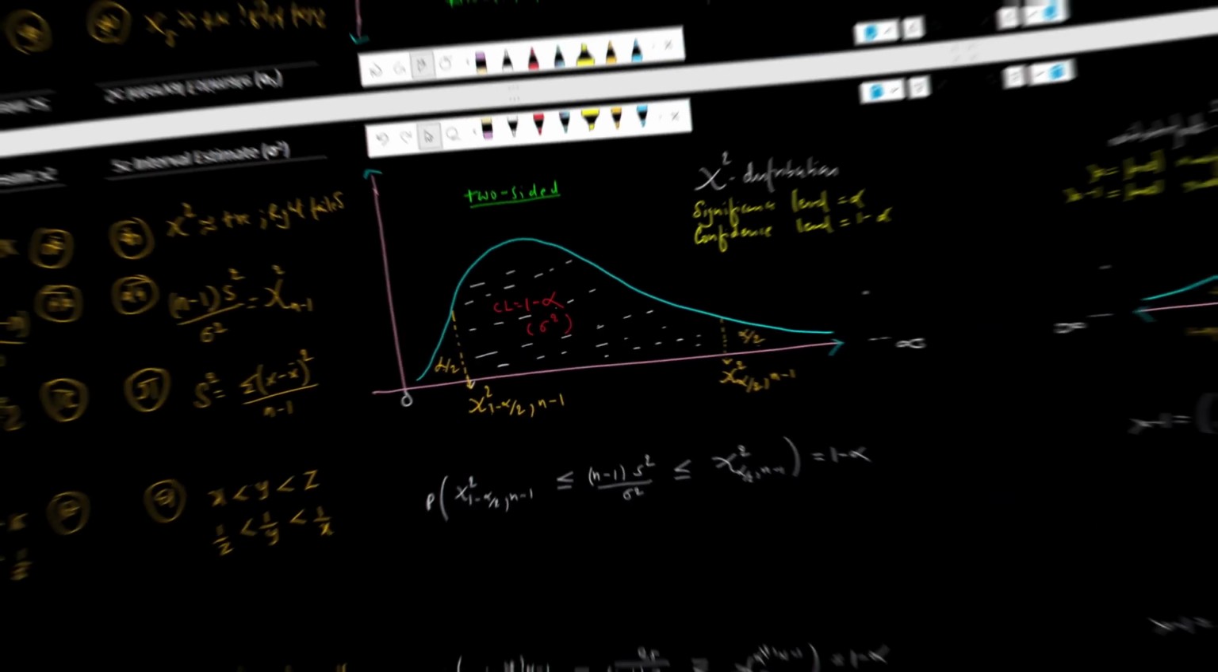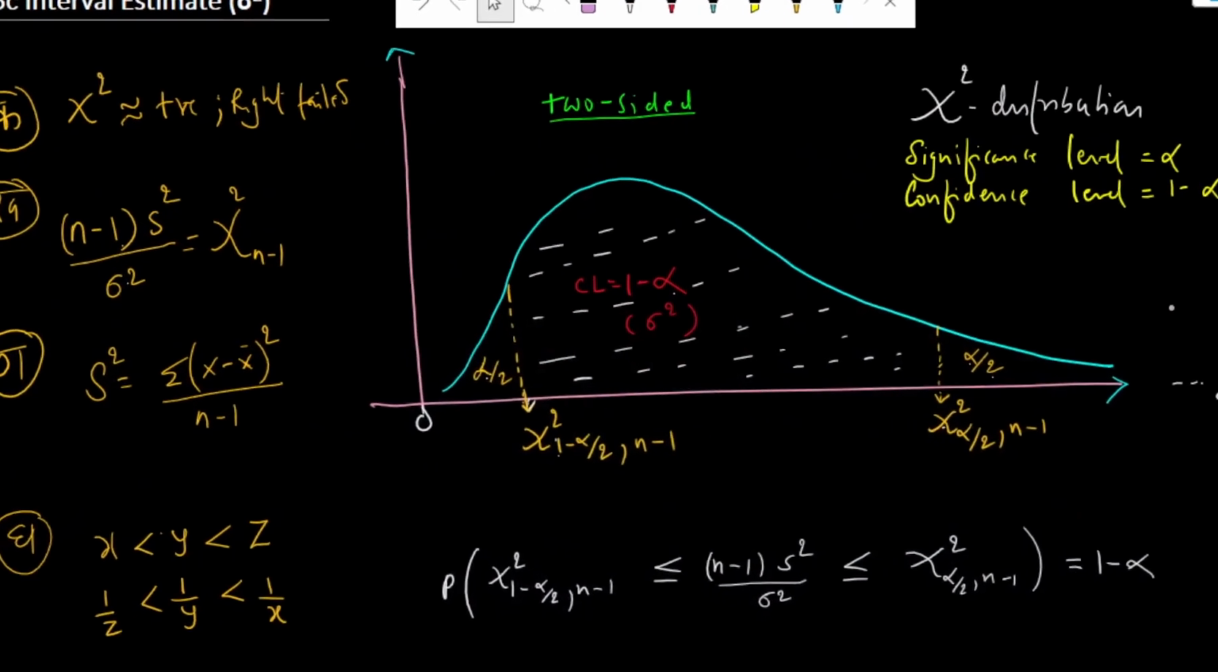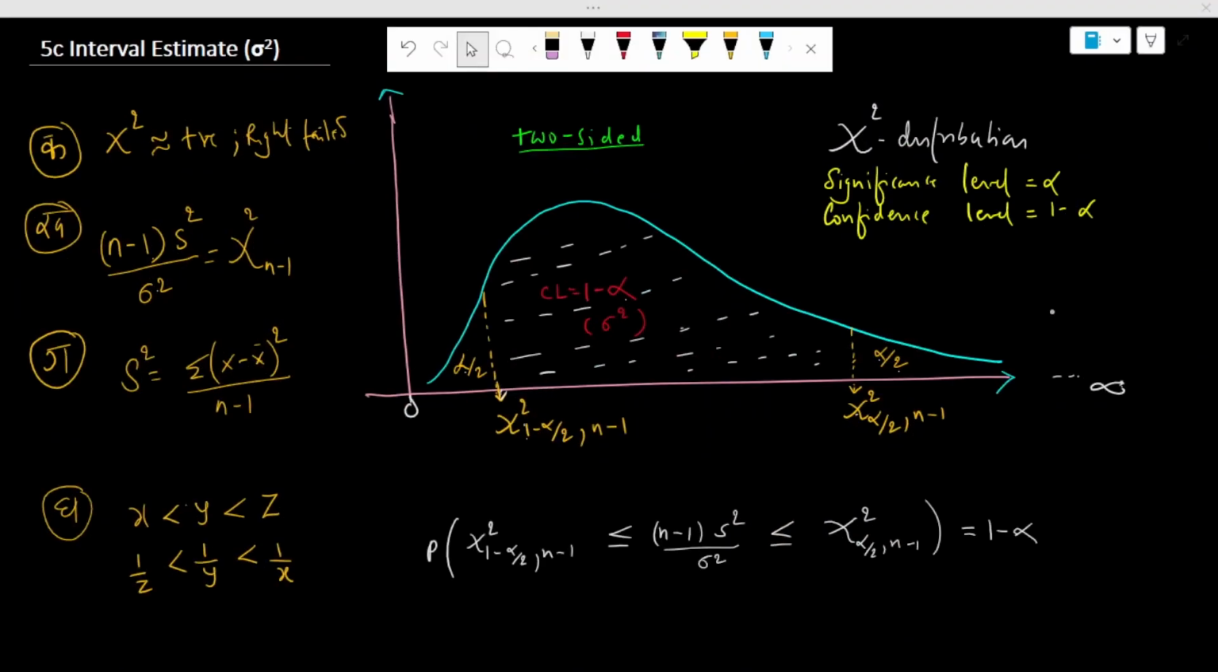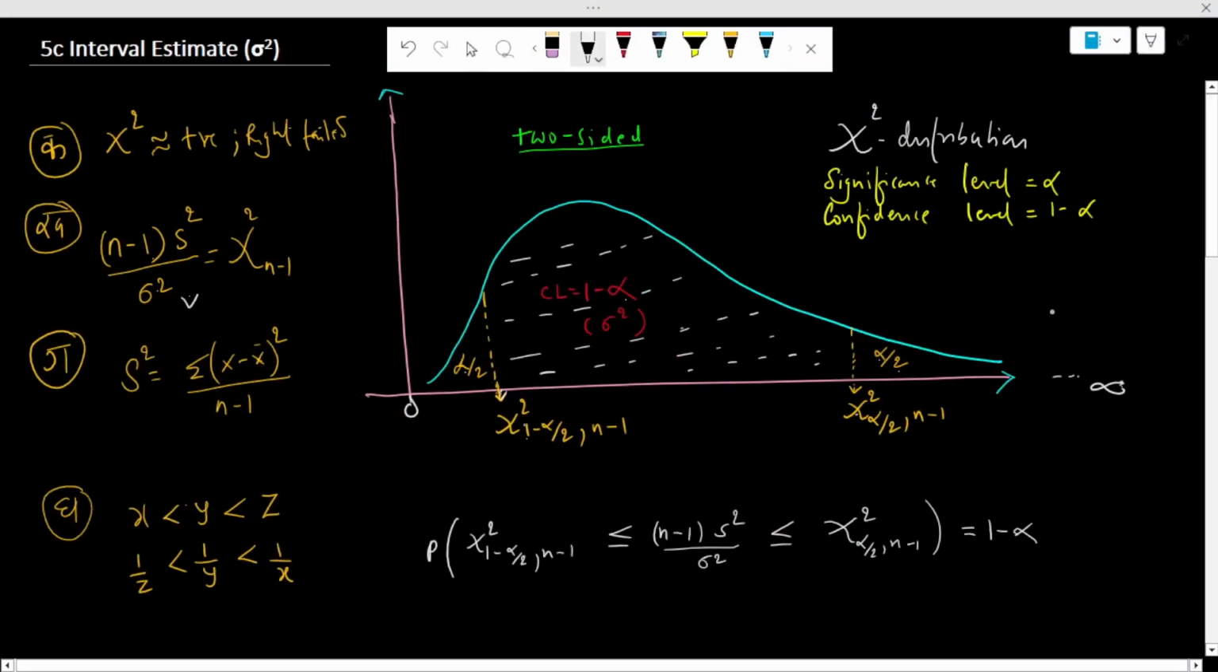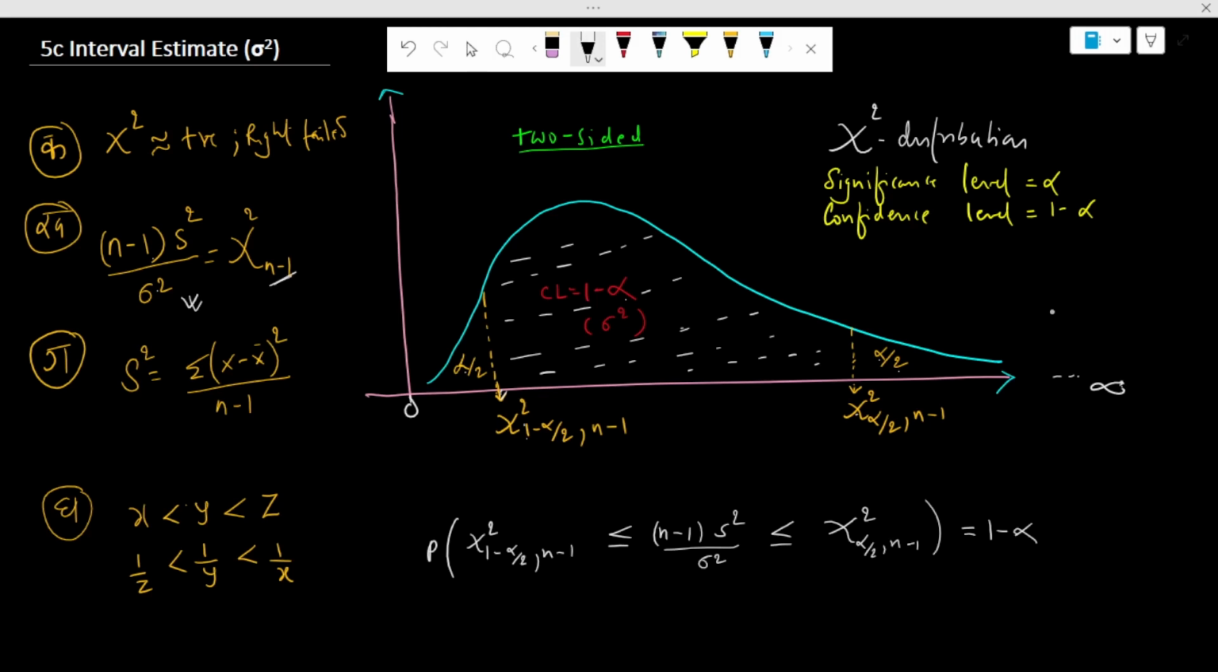In this video, we will discuss the interval estimate of the population variance. In our earlier video, we have seen that (n-1)s² divided by σ² has a chi-square distribution with n-1 degrees of freedom, where s² is our sample variance. This is an unbiased estimate of the population variance. So when we divide this term by n-1, we get an unbiased estimate of the population variance.